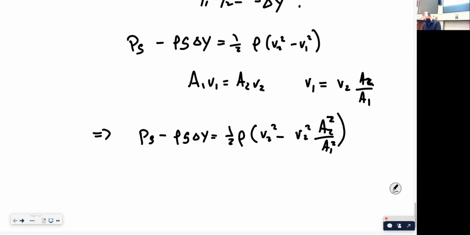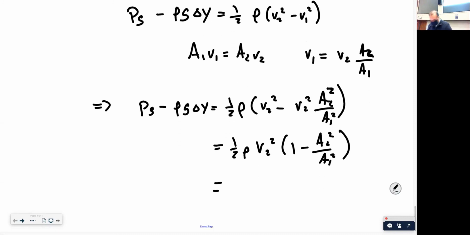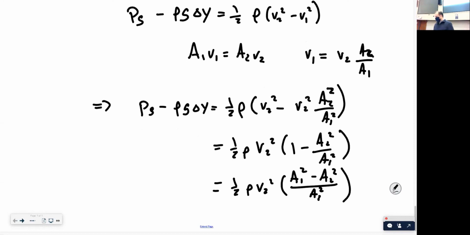Okay, that is 1/2 rho. Let's pull out the V2 squared times 1 minus A2 squared over A1 squared. And that, again, we're gonna need to be dividing by this. So it's better to split this up. This is 1/2 rho V2 squared. Let's make this A1 squared over A1 squared, and then distribute terms, A1 squared minus A2 squared over A1 squared. Yeah?